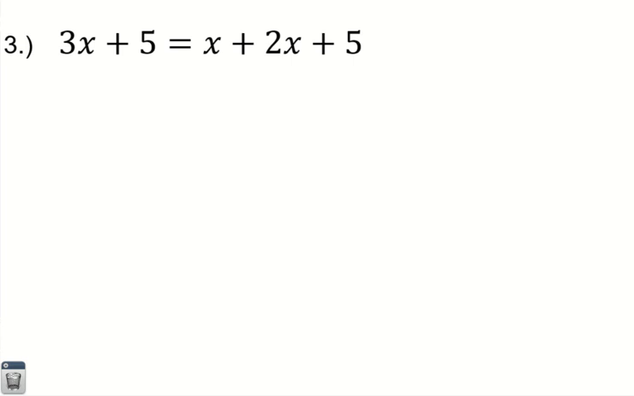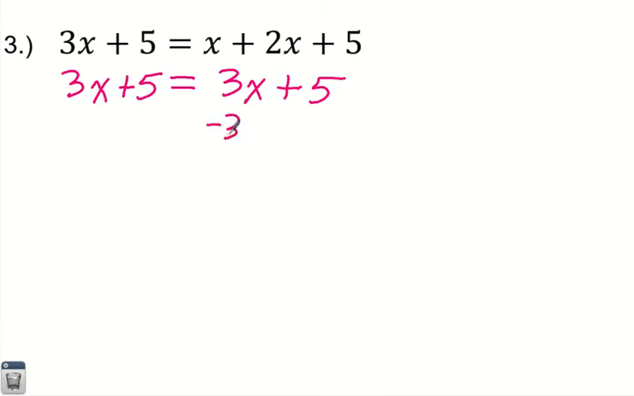Another example. Well, what do we do first here? There's no parentheses to clear, but I see a couple terms that are alike that are already on the same side as each other. So you just combine them as is. x plus 2x is 3x. Last time I checked. And now we end up with the left side of 3x plus 5, and the right side now is 3x plus 5.